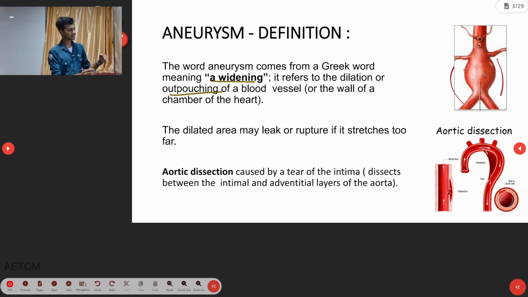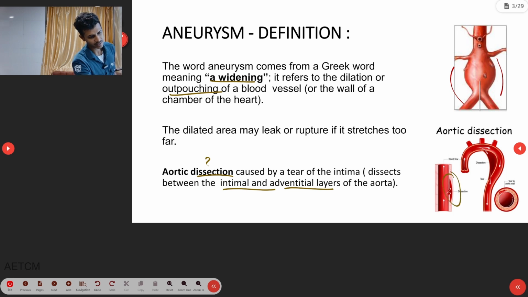So dissection in the sense, dissection means what? It is a cut or separation. So there is a separation between the intimal and then adventitial layer. So separation between the innermost and then outermost layer. So in this image here we can see the separation. So this is the innermost layer. This is the outermost layer. So there will be a separation between innermost and then outermost layer, that is called the aortic dissection.